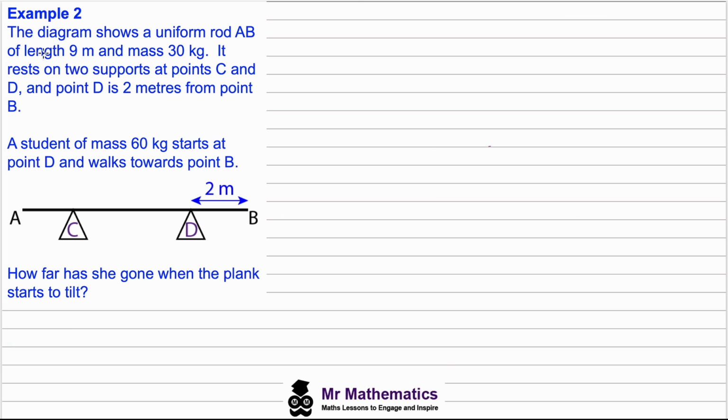Okay, so in example 2, we're told that the diagram shows a uniform rod AB of length 9 meters, so 9 meters from here to here, and mass 30 kilograms. Because it's uniform, this mass will act in the center of the rod. And it rests on 2 supports at points C and D, where D is 2 meters from point B, which is here. A student of mass 60 kilograms starts at point D, so starts here, and walks towards B in this direction. How far has she gone when the plank starts to tilt?